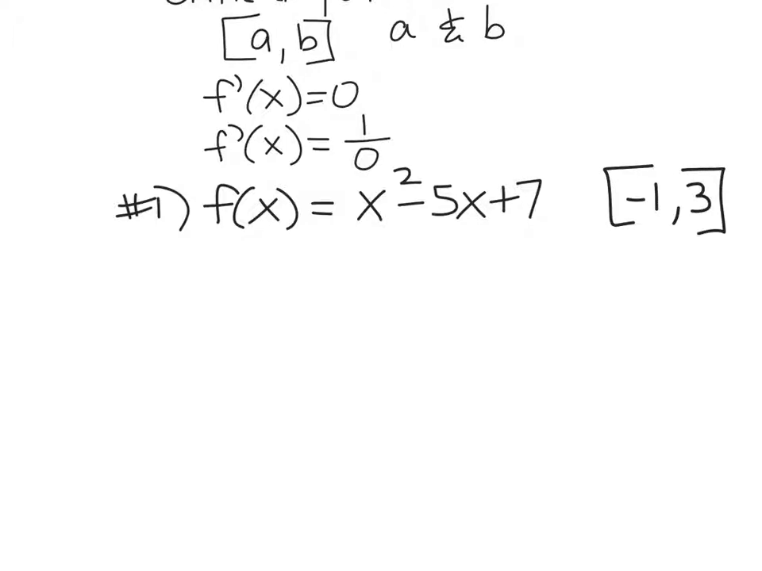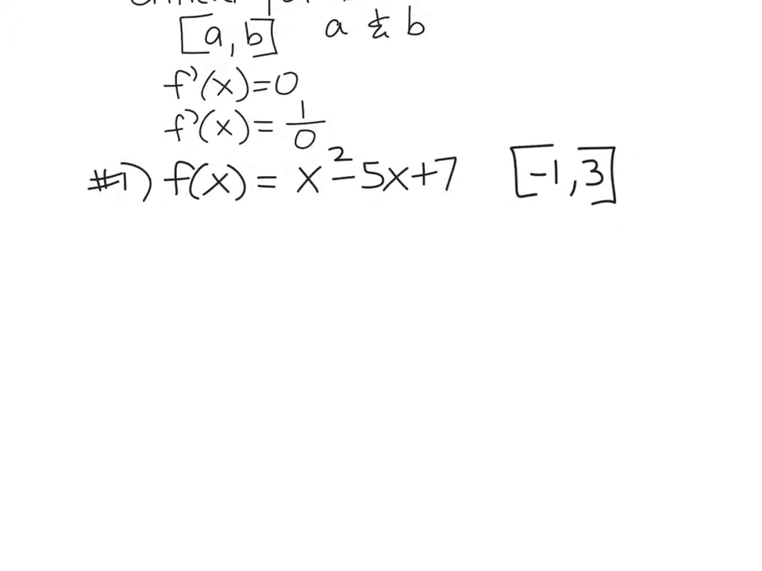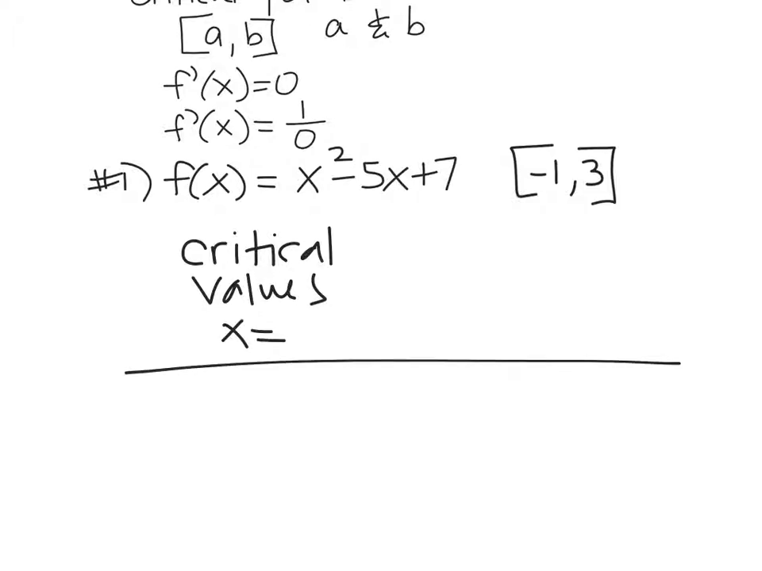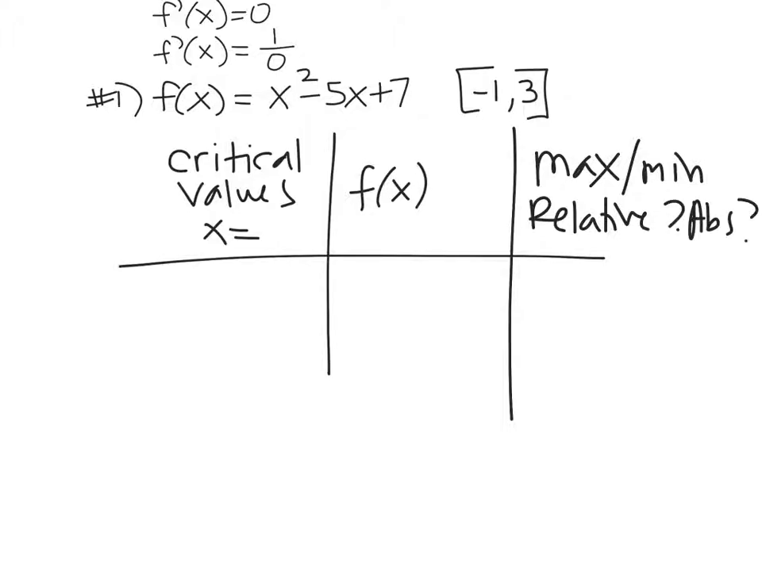Okay. What I'm going to do is, on your quiz, I'm going to give you a table to fill in for me. Okay? It's going to look like this. Critical values, x equals. The second part is going to be f of x. And then the third part will be, what kind is it? Is it a max or min? Is it relative or absolute? Relative, absolute. Okay?